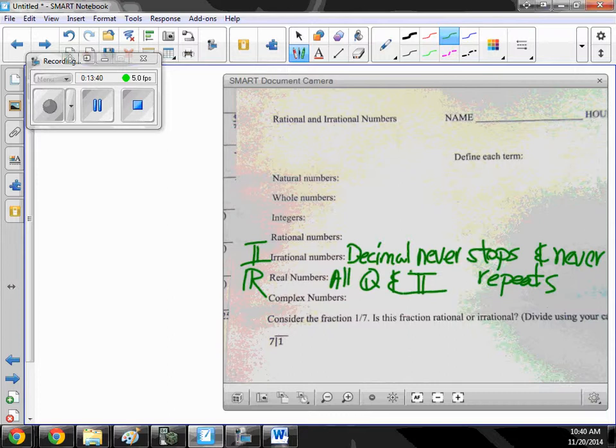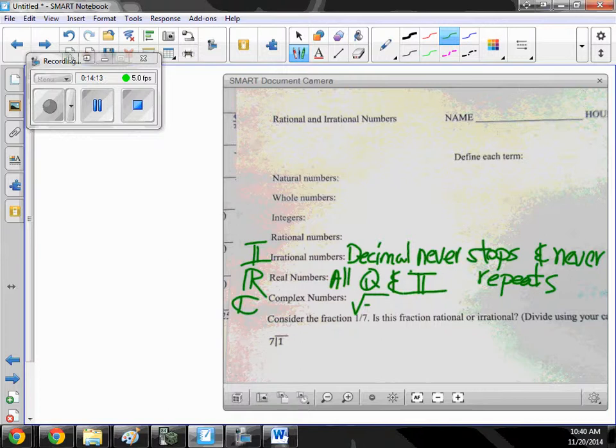And what are complex numbers? Also known as imaginary numbers. So they have numbers with i's in them. So complex numbers are the square root of negative numbers. That's where the i comes in. And the symbol for complex numbers is a C with a double line on the left.